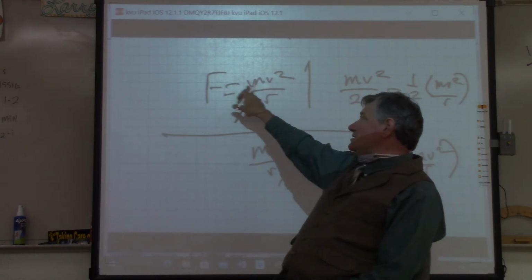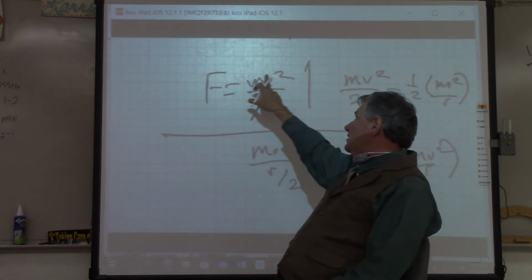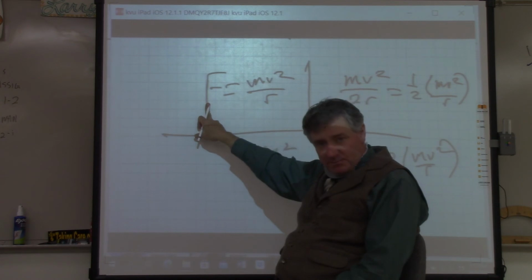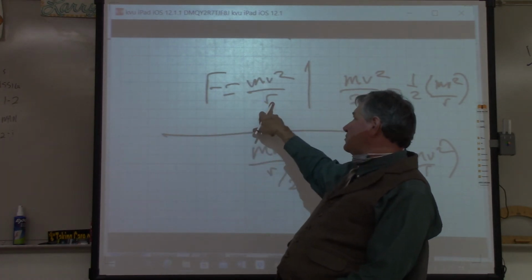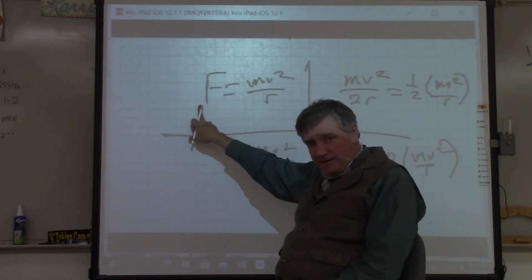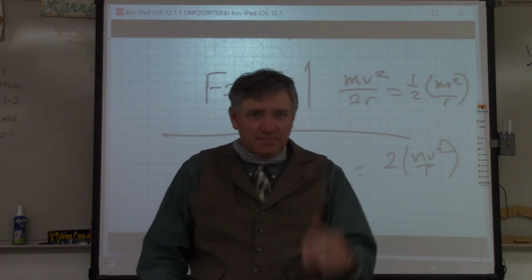Now, if I double the mass, I double the force. If I double the velocity, I go up by a factor of 4. If I double the radius, the force goes down by half. Okay? So that's what you've got to be able to think through.